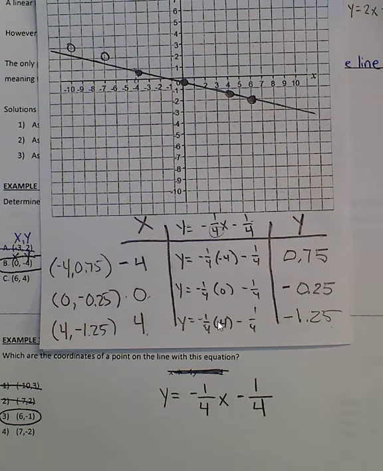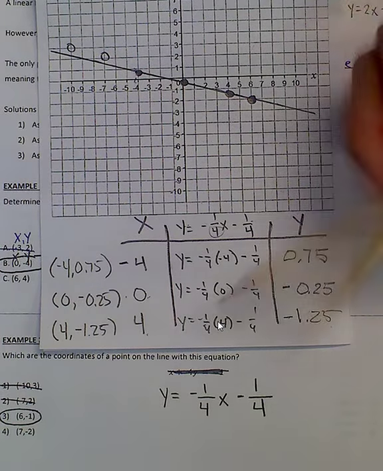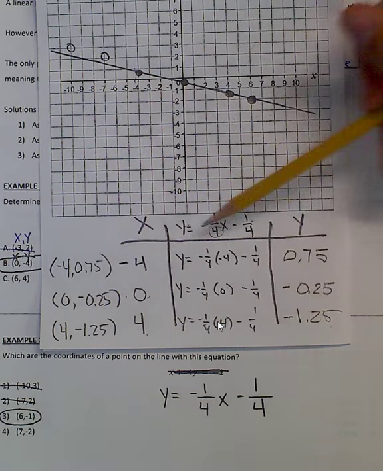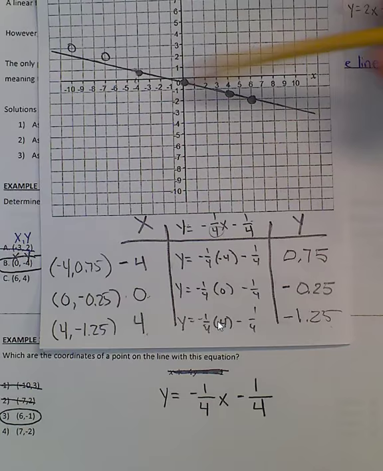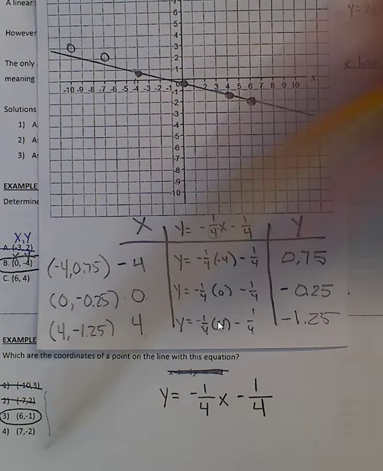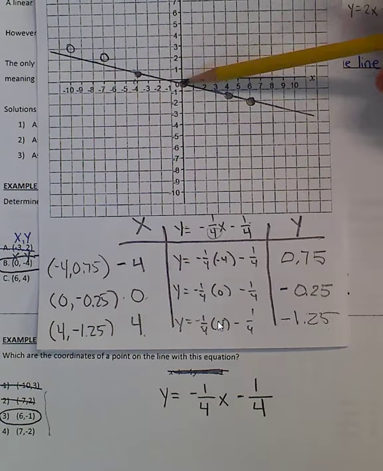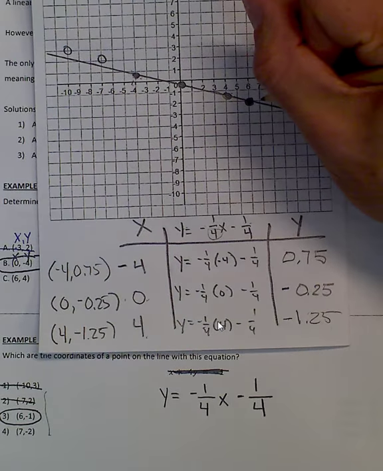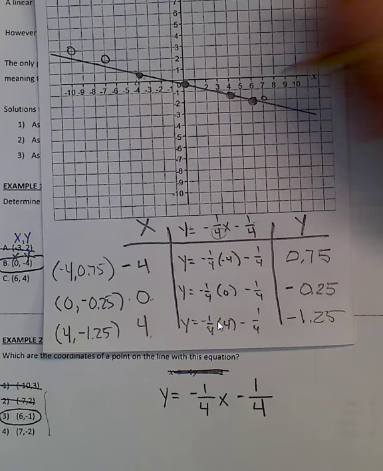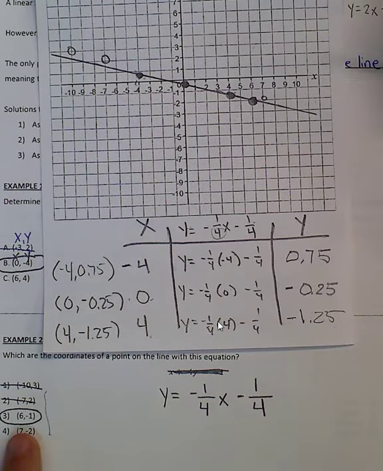Again, strategy 2, you can always make an input-output table, graph the line, and see, do these points fall along the line? And the only one that works, we can even show 7 negative 2 is just off the line. The only point that works is choice 3.